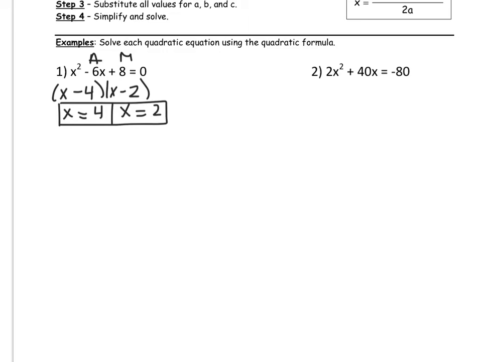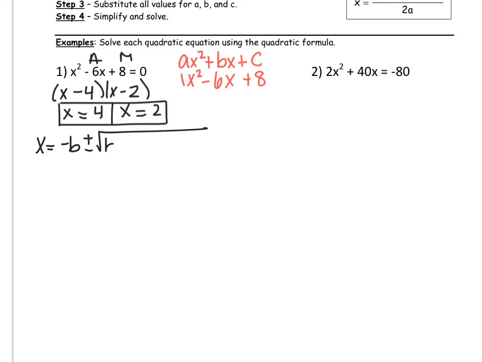So let's do that. So first things first, what are my a, b, and c values? Remember, the quadratic equation is ax squared plus bx plus c. So if I have x squared minus 6x plus 8, it's very easy to see what a, b, and c are. You could technically put a 1 in front there. So a is 1, b is negative 6, and c is 8. So let's first start by writing down the equation. x equals negative b plus or minus the square root of b squared minus 4ac all over 2a.